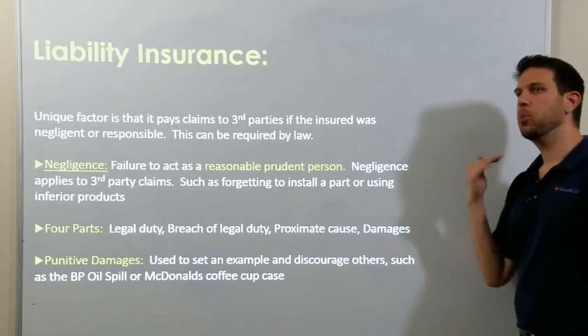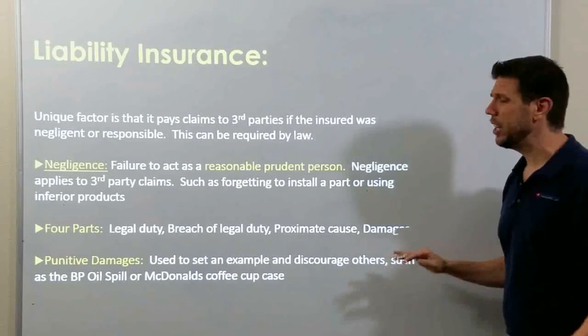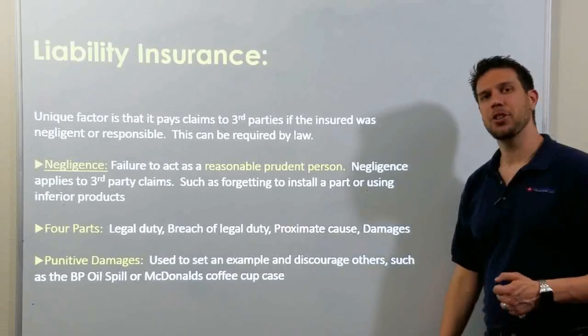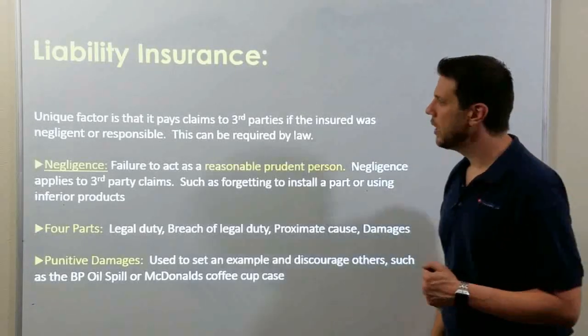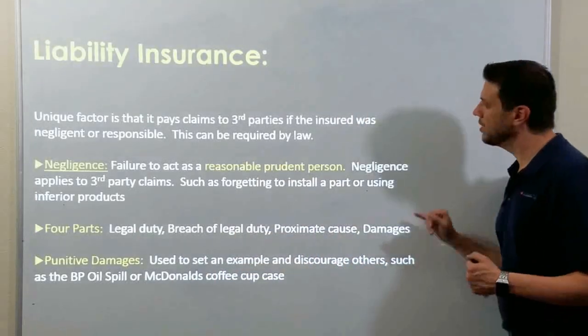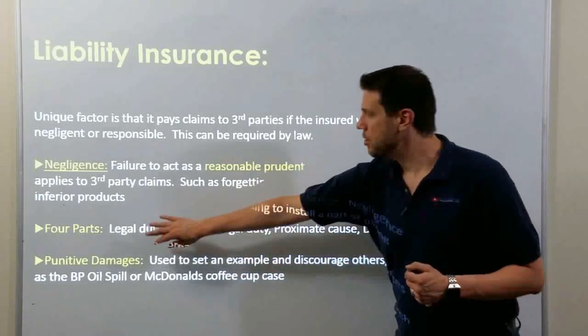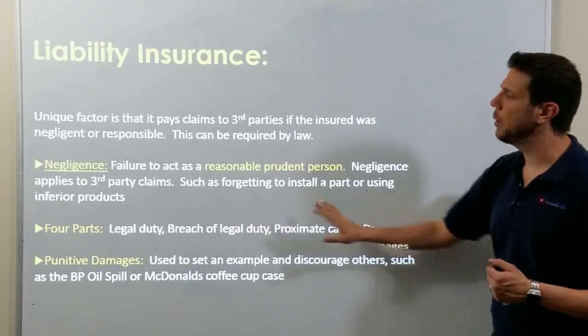I do not have a good way to memorize this. No acronyms, nothing fancy. You will have to memorize this for your test. It loves to ask you, which of the following is not needed for negligence? Legal duty, negotiation, proximate cause, and damages. And negotiation was not one of them. These are the 4 parts: legal duty, breach of legal duty, proximate cause, and damages. I will explain this.